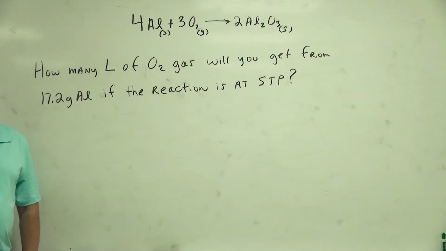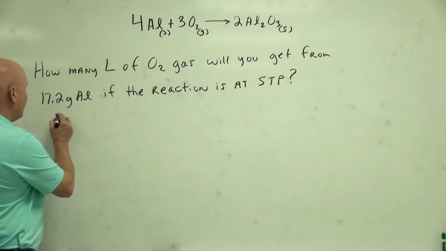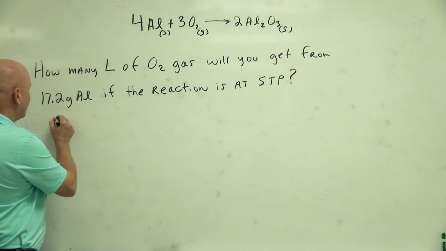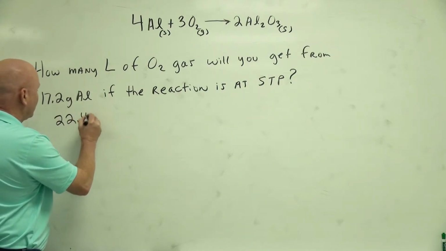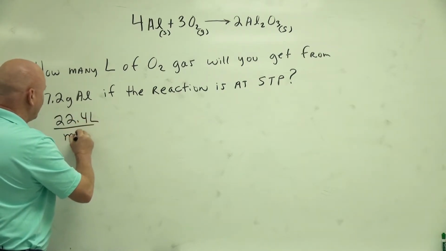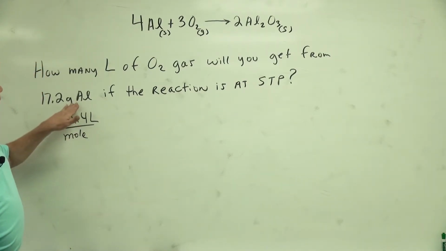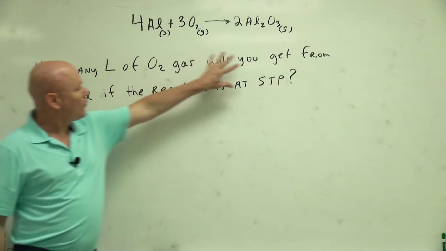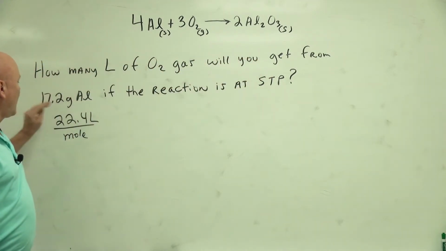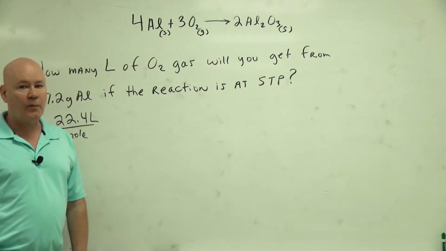We're going to have to pull down various bits of information from the problem before we can proceed. And so the first thing I notice is that it says how many liters at STP, so I know I'm going to need 22.4 liters for every mole. Now, I also notice that I have grams aluminum. Now, I don't see grams anywhere else up here. So I need the molar mass for the aluminum.